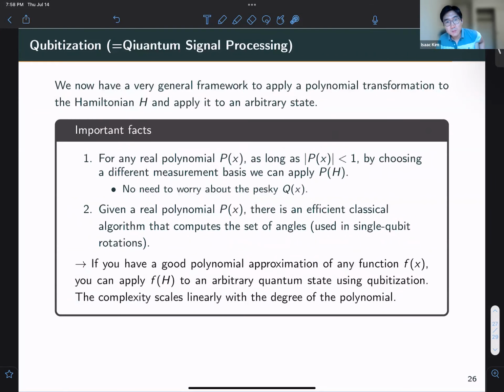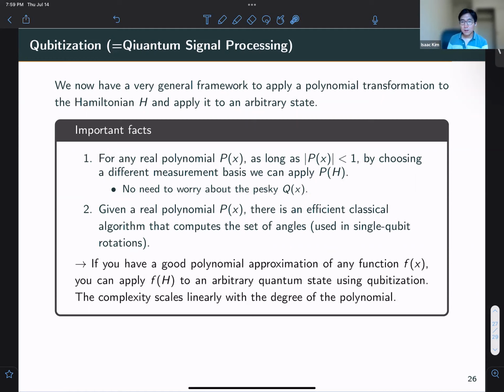I think that's a very mathematically nice observation, but what's even nicer is that this is actually practically very useful. So we now have a very general framework to apply a polynomial transformation to the Hamiltonian H and apply it to an arbitrary quantum state. And there are two important facts. First is that for any real polynomial, as long as P of X is not too large, obviously this is not going to work. If it's smaller than 1, by just choosing a different measurement basis, we can apply this P of H. So you don't need to worry about this mysterious function, polynomial Q of X.